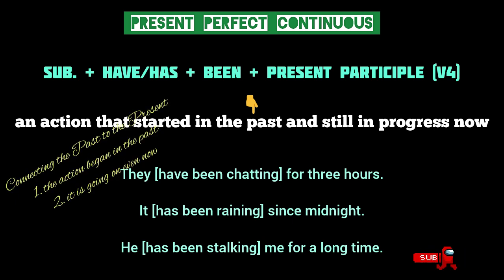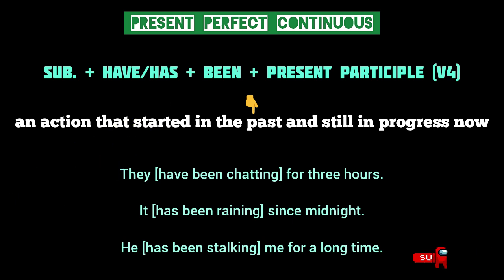The structure of the present perfect continuous tense is subject plus have or had according to the subject plus been plus the present participle or the fourth form of the principal verb. Now we are going to see the use of this structure in the three sentences on your screen. They have been chatting for 3 hours.